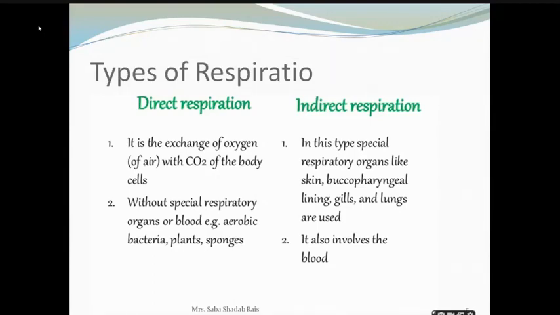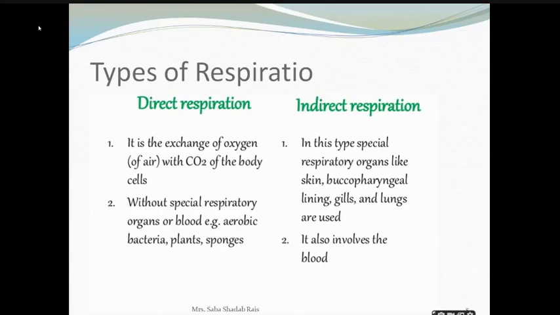In direct respiration, as we have all seen, the exchange of oxygen occurs with the body cells. It is mostly applicable to unicellular organisms, or organisms which do not have a very complex body structure. They don't require a special respiratory organ. In indirect respiration, we have learned that they have special respiratory organs. Special respiratory organs include the skin, buccopharyngeal lining, the gills, and the lungs. It also involves the blood.